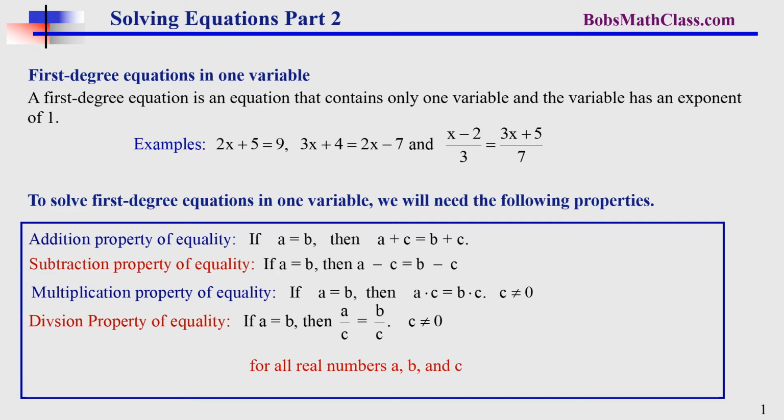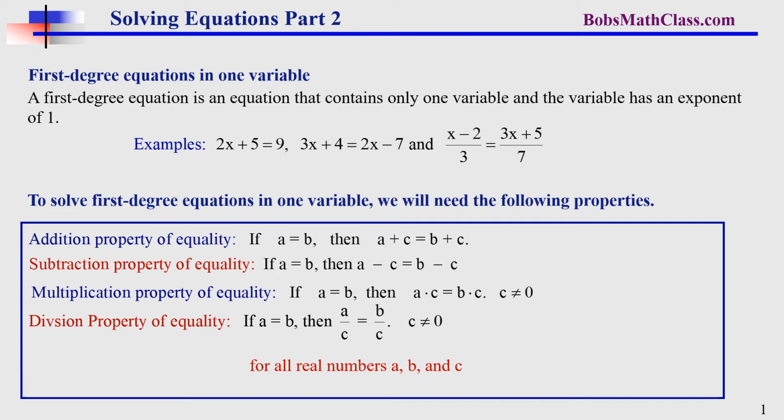Then we have the subtraction property of equality. It's almost the same thing. Instead of adding a number, you're subtracting a number. So if a equals b, then a minus c equals b minus c. The next two, we have the multiplication property of equality and the division property of equality. Again, for the multiplication property, whatever you do to one side, you have to do to the other. So if you multiply by c on the left-hand side, you have to multiply by c on the right-hand side.